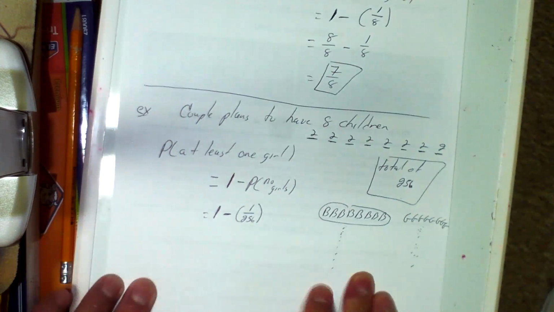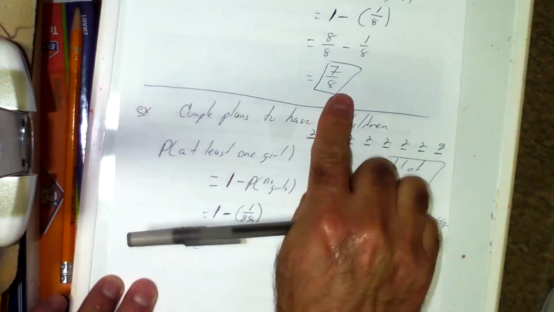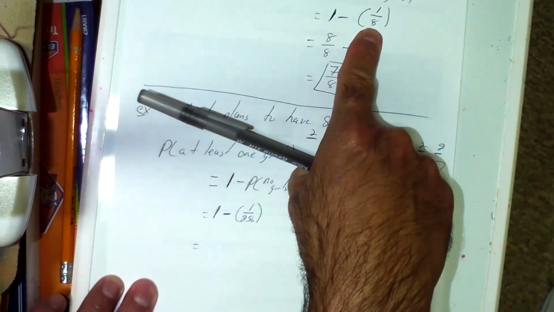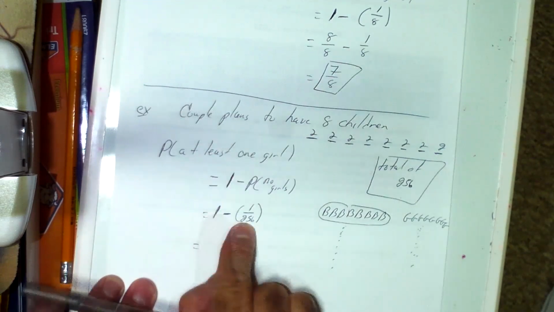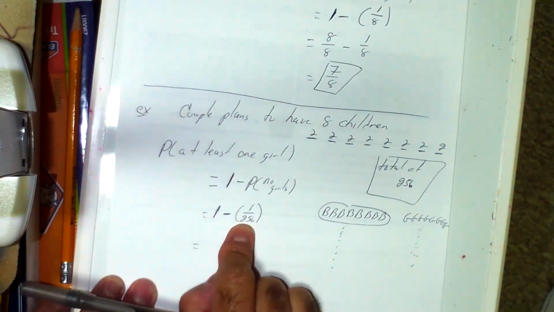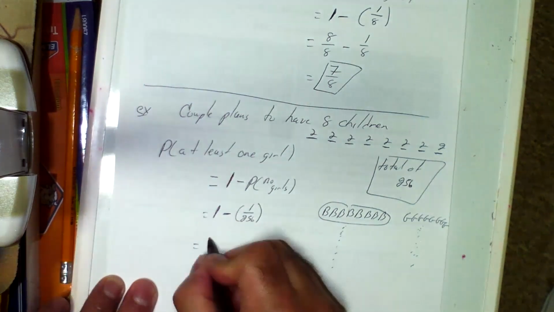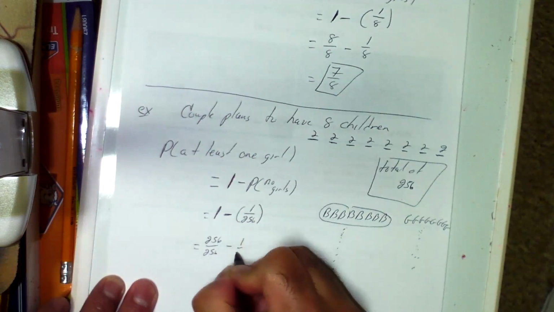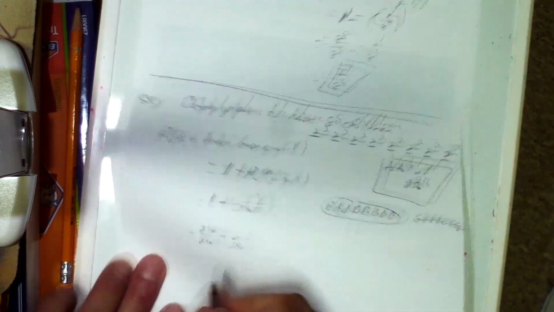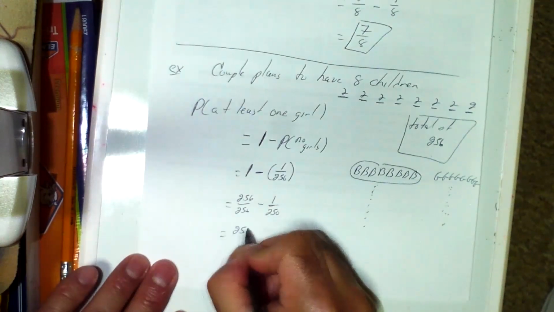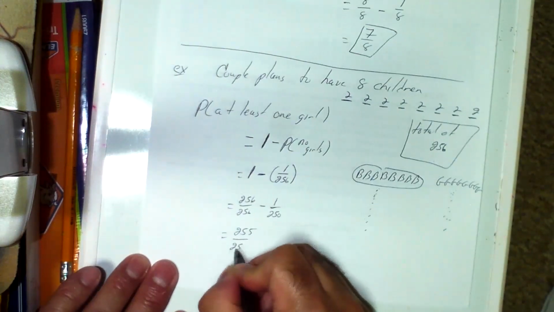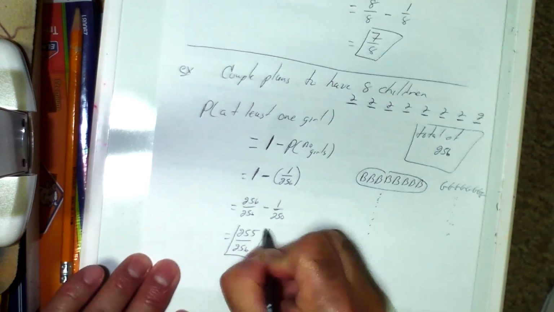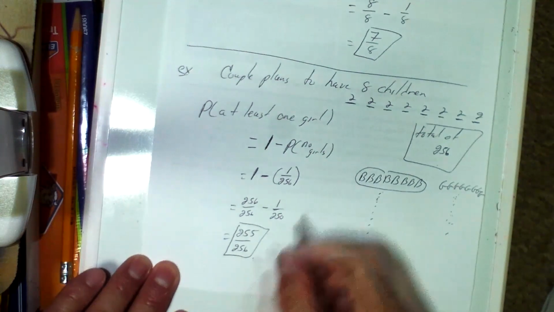Right? And if you calculate it the same way we did here, remember we had to convert 1 into a fraction with 8 as a denominator. Well, this one, I have to make the 1 into a fraction that has a denominator of 256. So that means this has to be 256 over 256, that's 1, minus 1 over 256. We get 255 over 256.